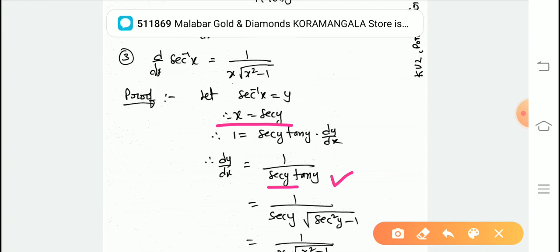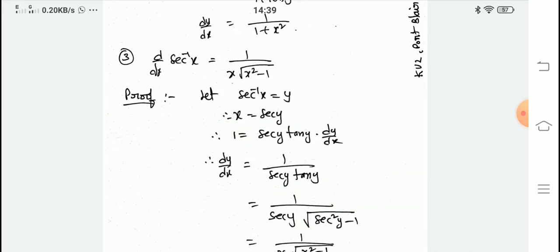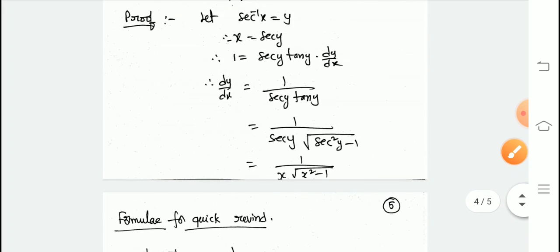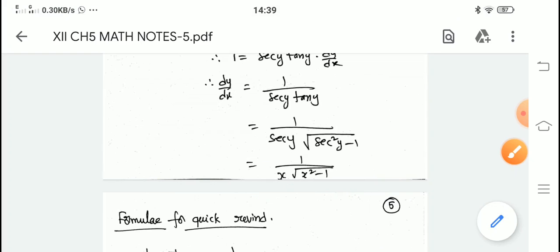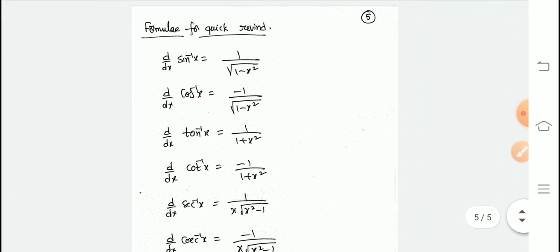Convert tan y in terms of secant y. So it is root over secant square y minus 1. And substitute secant y equal to x. You require the derivative, and these are the formulas for quick revision. You will have to remember them. How to remember them, I will also tell you.